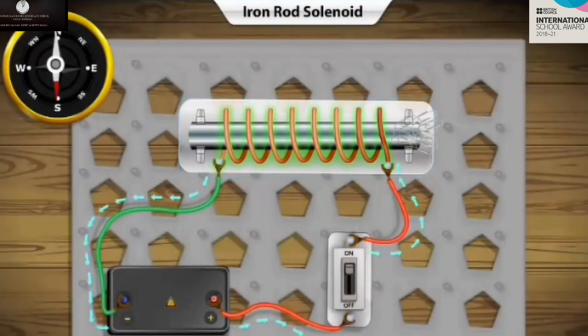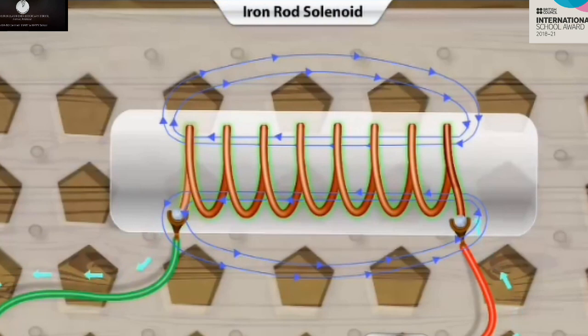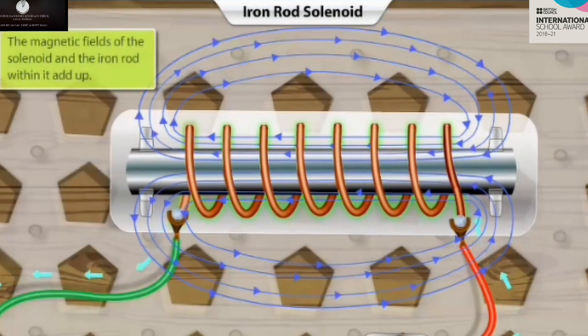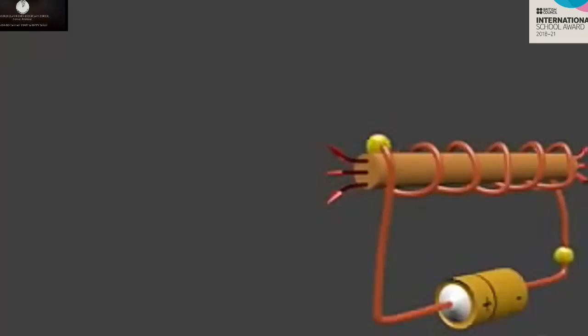Is it clear? The three methods to increase the strength of a solenoid. First one, increase the strength of current. Second one, increase the number of turns of the coil. And third one, insert a soft iron core. And see the number of flux lines increases. Let's see another method to find out the polarity of a solenoid.